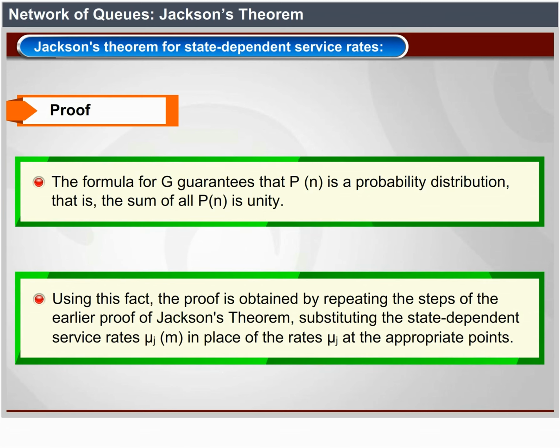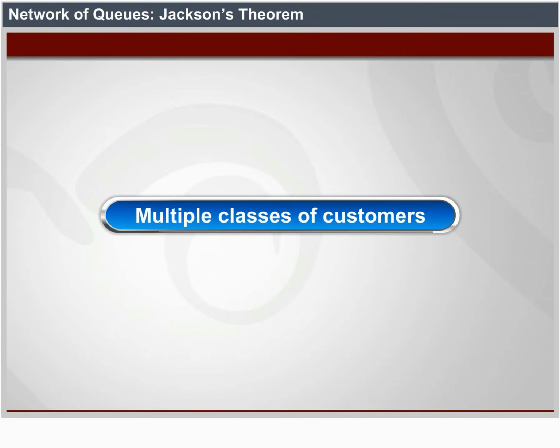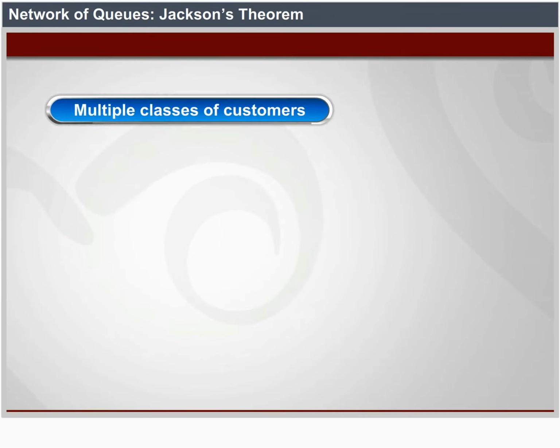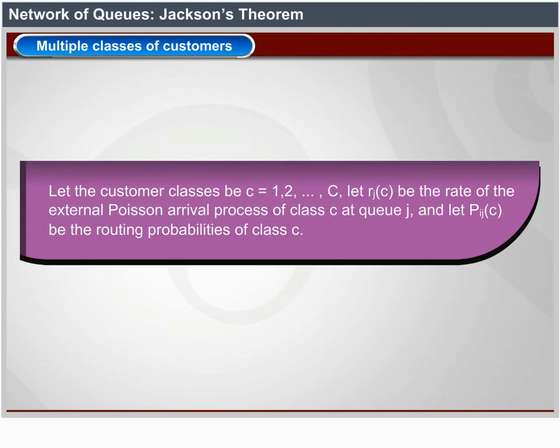Multiple classes of customers. Let the customer classes be c is equal to 1, 2 to C. Let R j of c be the rate of the external Poisson arrival process of class c at Qj, and let P ij of c be the routing probabilities of class c.